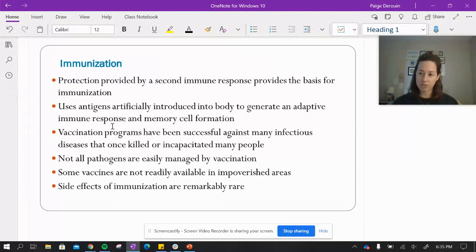How they work is a bunch of different ways depending on the vaccine, which you guys saw in your COVID research stuff.